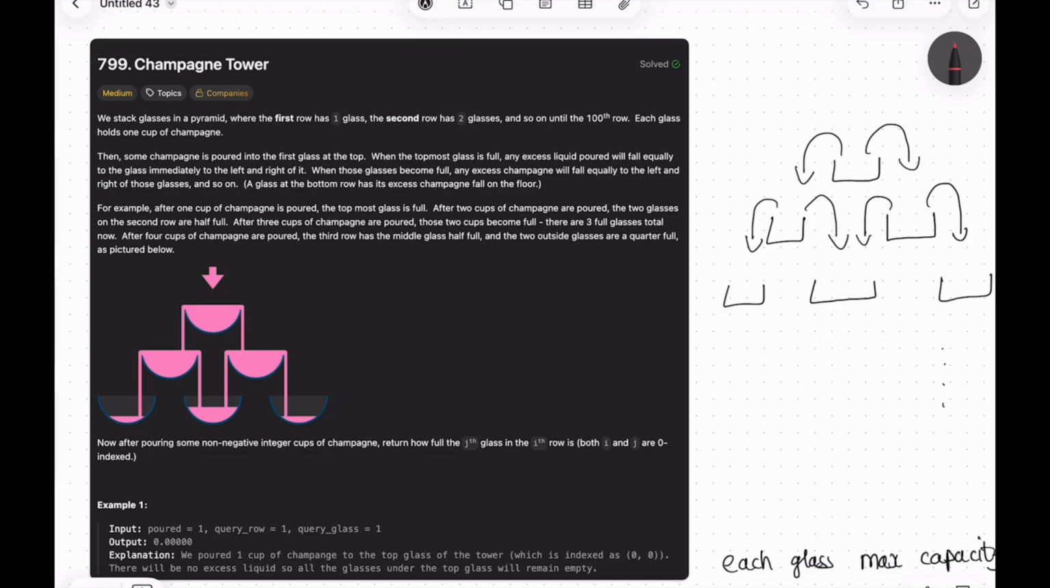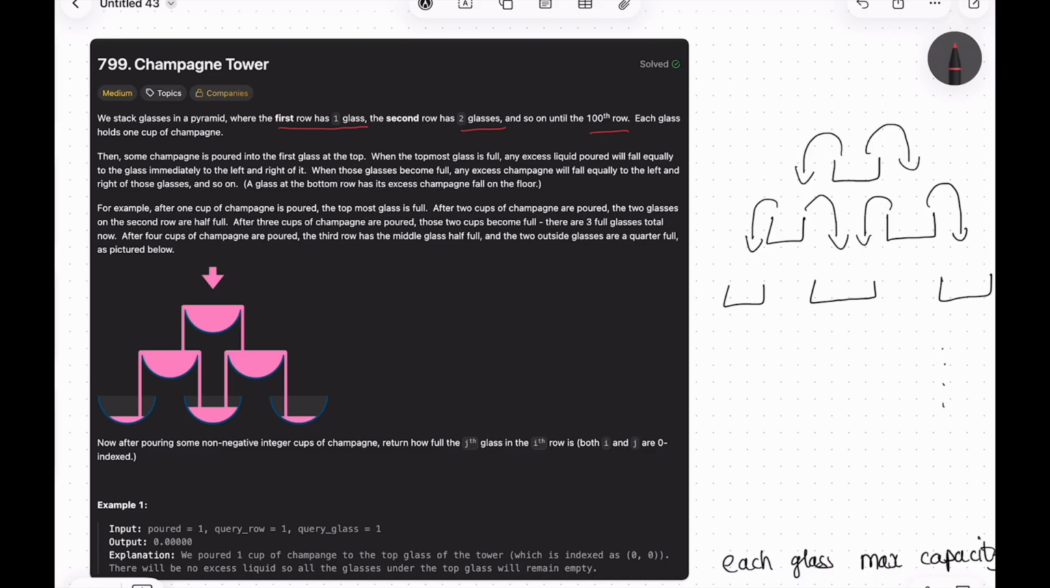Hello all. Today we are solving LeetCode problem number 799, Champagne Tower. So we are given a pyramid, a glass pyramid basically, where the first row has one glass and the second row has two glasses, in fact, until the 100th row. So the rows start from 1 till 100.